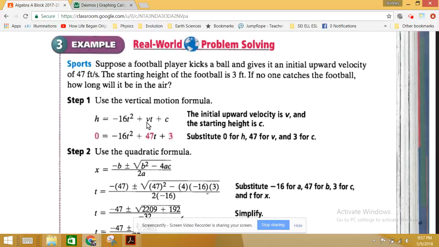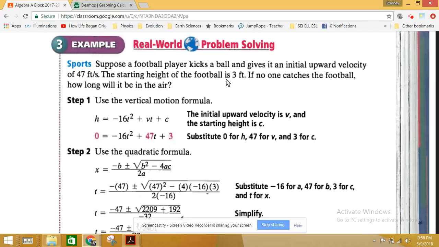V stands for velocity, whatever our initial starting velocity is. And S is our starting height. So the initial upward velocity is V. Now, if it were downward velocity, that would be a negative number. Our starting height is C. We've been told in this example that our initial upward velocity is 47 feet per second. So replace that with 47, that's velocity. And the starting height for the kick was 3 feet in the air. So we just have these numbers, and this gives us a standard form quadratic equation.